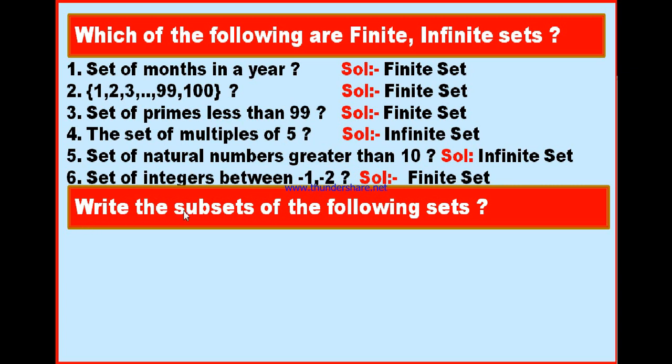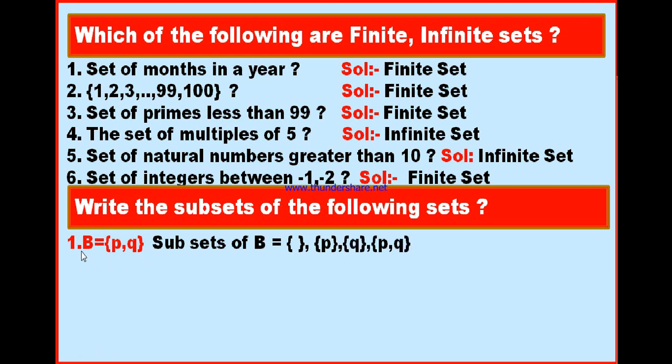The next is to write the subsets of the following sets. How to write subsets of a particular set? You can see now. Here, B is equal to the set {P, Q}. In this set B, there are 2 elements. Now, what are the different subsets? I previously explained what is a subset. A subset means every element of a particular set should be an element of the second set. Then the first set is a subset of the second set. And I also mentioned that an empty set is always a subset of every set. Therefore, we took an empty set first.